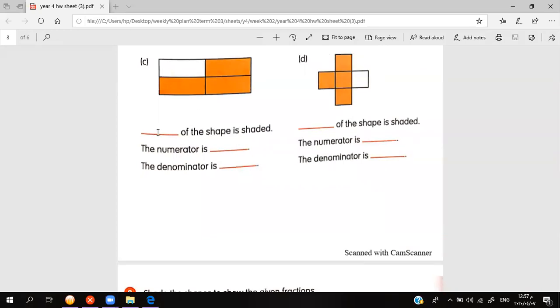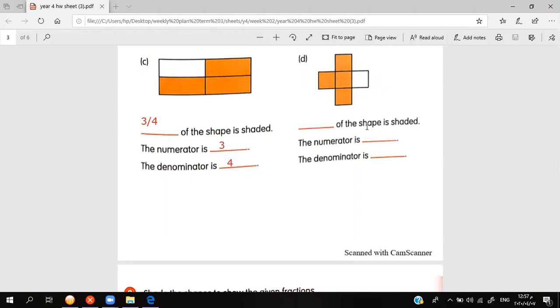Which fraction of the shape is shaded? Let's see. 1, 2, 3. 3 are shaded. Over what? 3 from how many? How many are they? 4. Right? 3 parts are shaded from the 4 because they are all 4 parts. So 3 from the 4 of the shape is shaded. Numerator is the number up, which is 3. Denominator, the number down, 4.